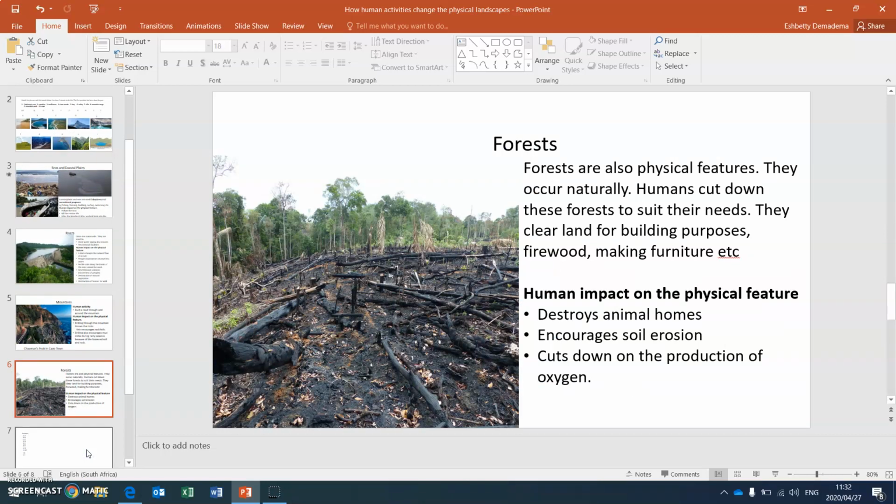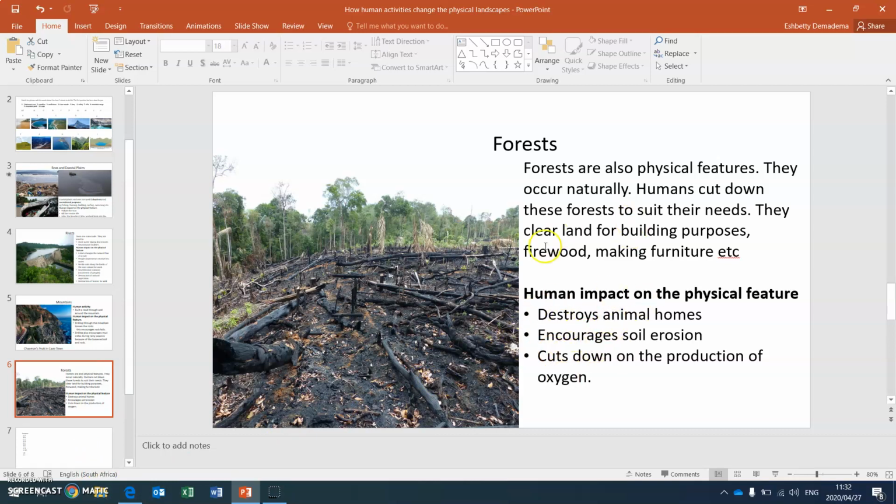And then this one, I added the forest as well. Forests are also physical features. These are naturally occurring forests, not the ones that have been planted. Human beings cut down these forests to suit their own needs. They clear the land for building purposes, for firewood, for making furniture, and so on. Human impact on the physical feature.